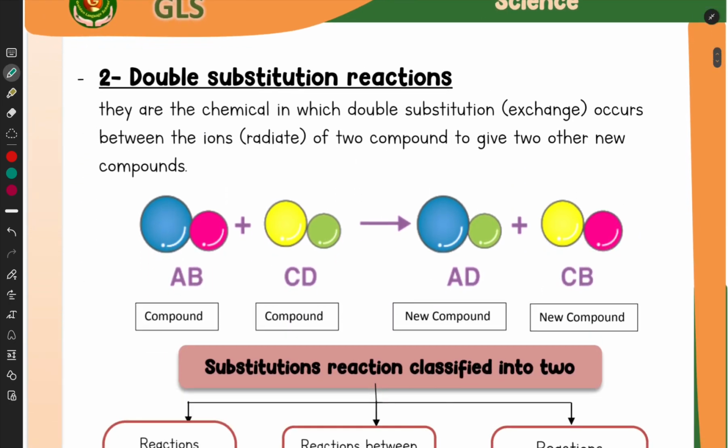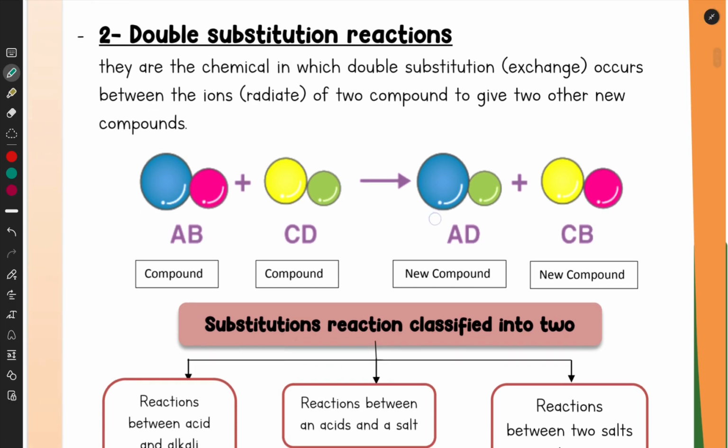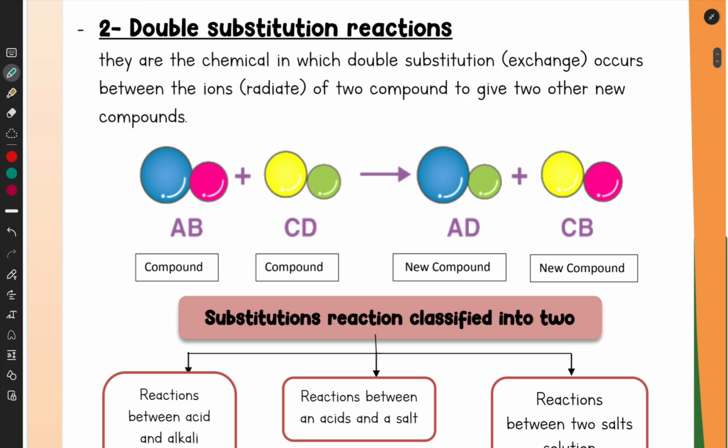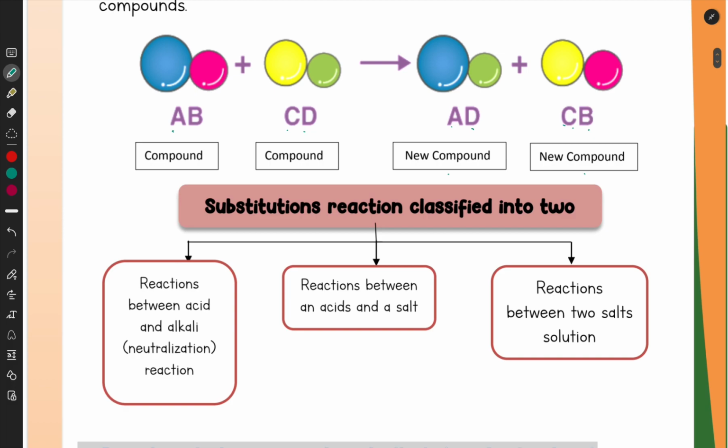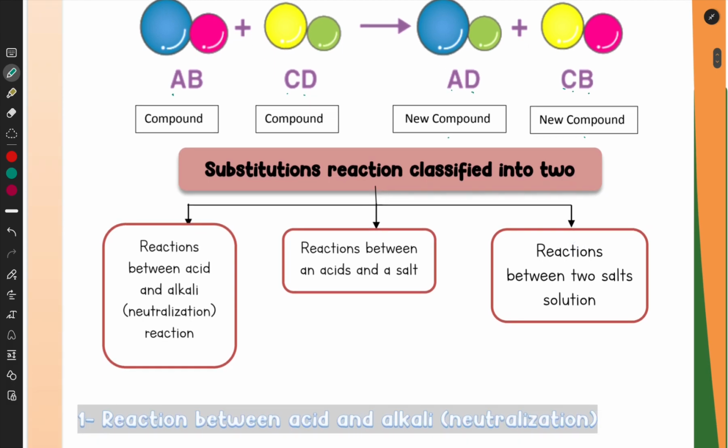Okay, double substitution reaction, the second type of substitution reaction. Like in this example, we have AB with CD compounds. They will replace and substitute with each other. So the A will come with D and the C will come with B: a new compound and a new compound.